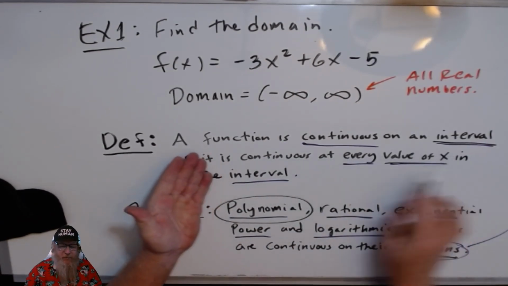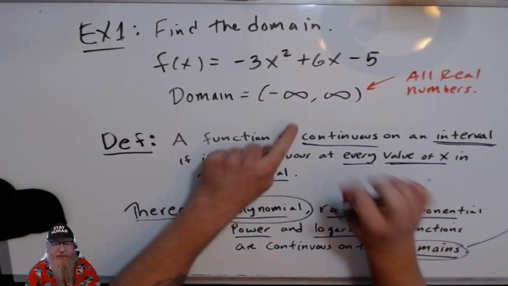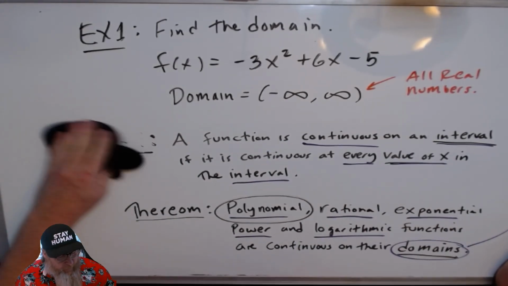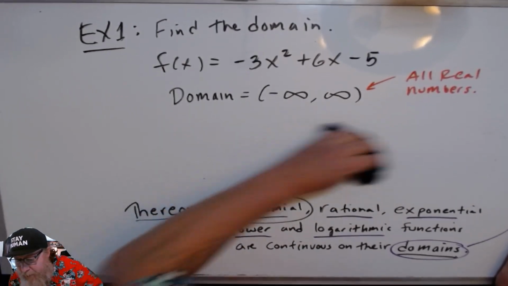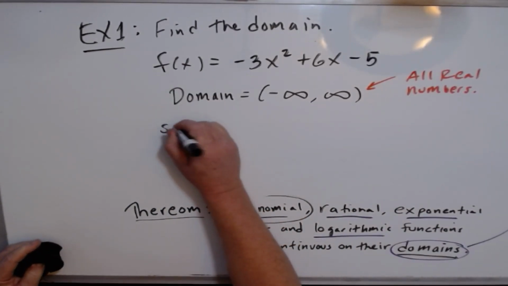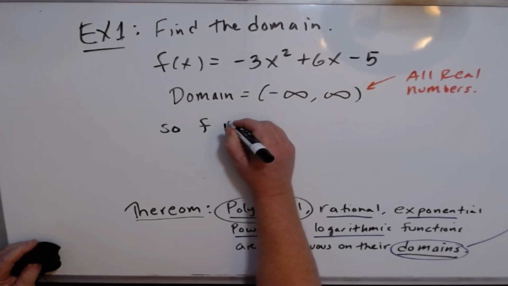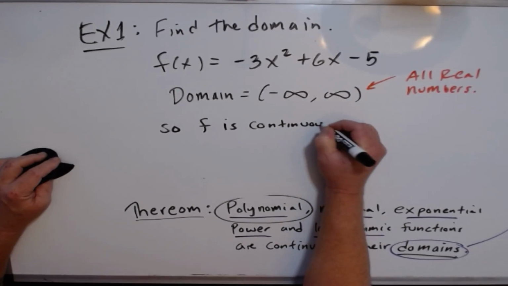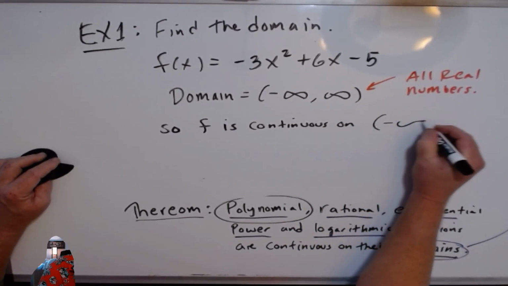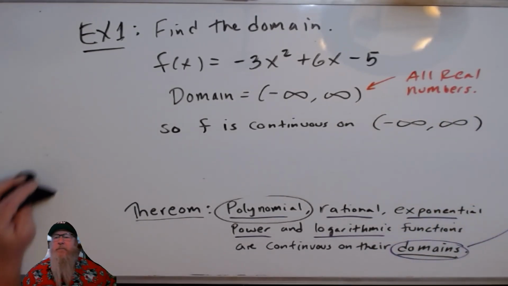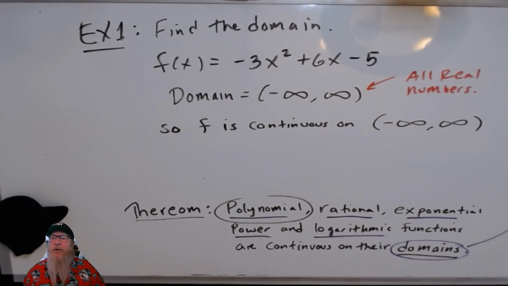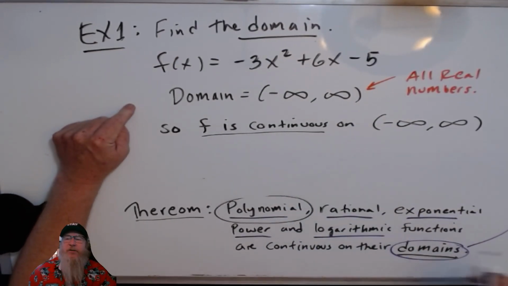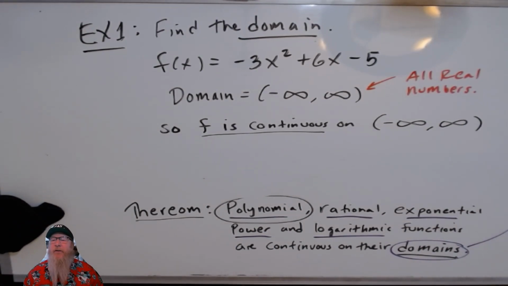So a function is continuous on an interval. This is what we mean by an interval. This is a type of interval. The intervals might get a little bit more complicated as we move along. In fact, they will. So that's the domain. So f is continuous on the same interval, negative infinity to infinity. So it is equivalent. To find the domain is equivalent to finding the largest possible interval on which the function is continuous.